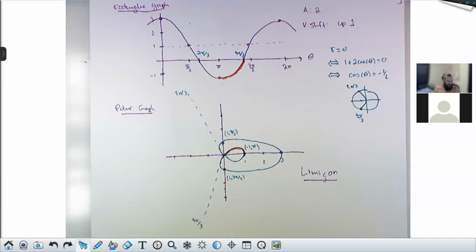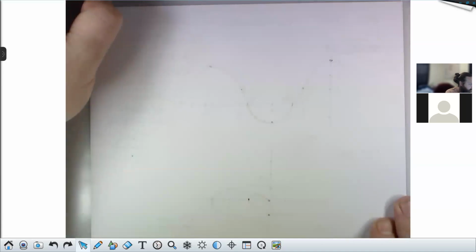Okay, let's try one more. Each of these that we've looked at is sort of representative of a family of graphs. We've looked at circles in the past. We've got a cardioid or two now, and that was our first limaçon. This next one is called a petal graph.